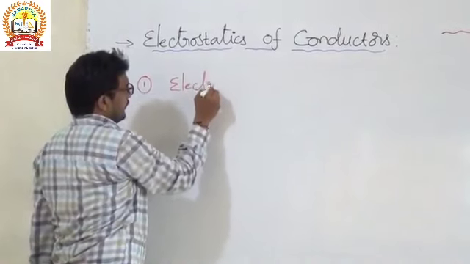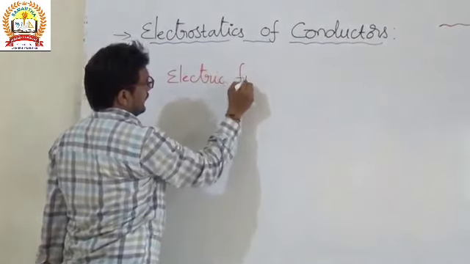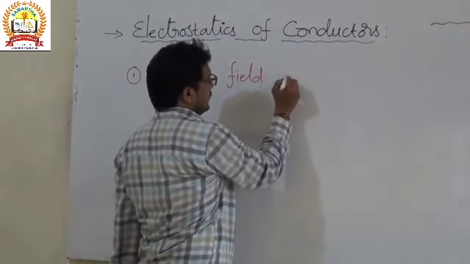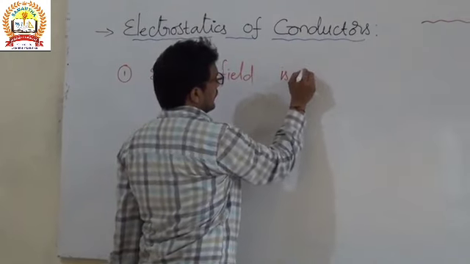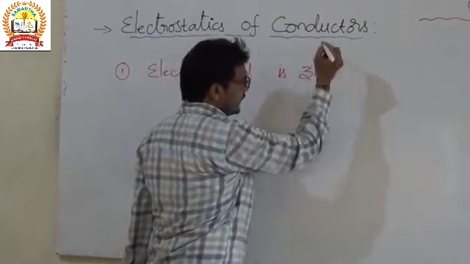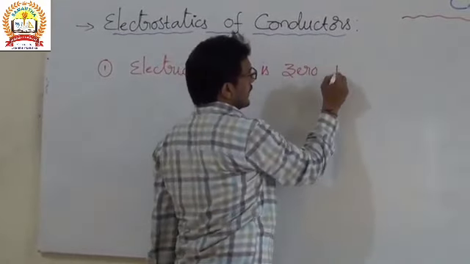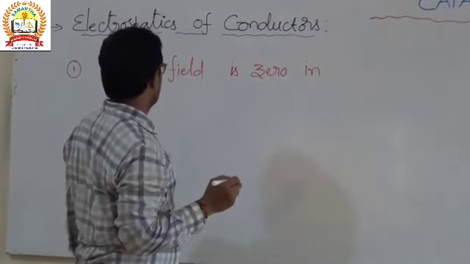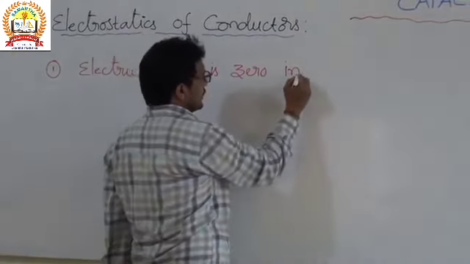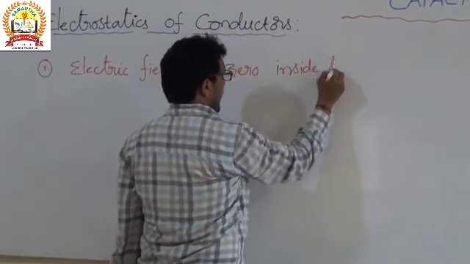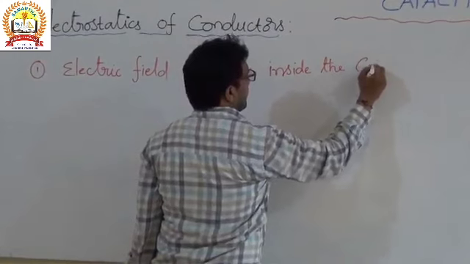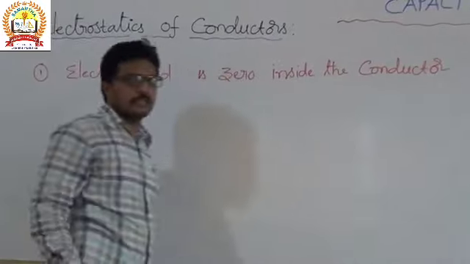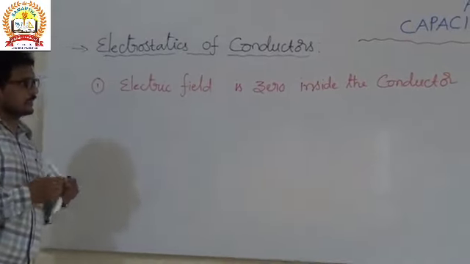Electric field is zero inside the conductor. Inside of the conductor the electric field is zero. So why have we written that the electric field is zero inside the conductor?